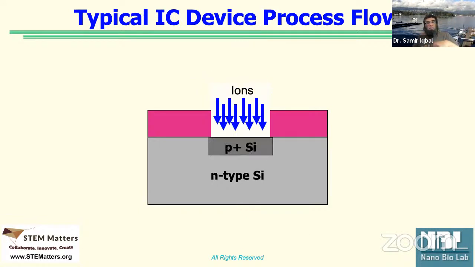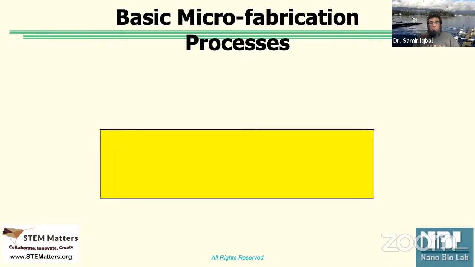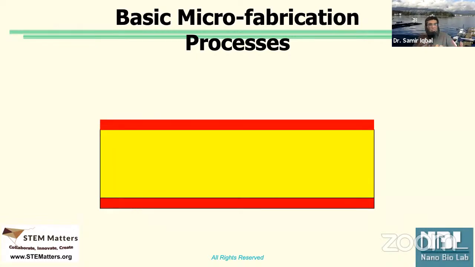Now this can be used to do further processing. Like in this case, we are using doping. We are using ions. And this example again, like we saw before, and now you can get some idea of MEMS fabrication as well. So we talked about, we open a window and then we etch through that. So red would be silicon dioxide and yellow would be silicon.